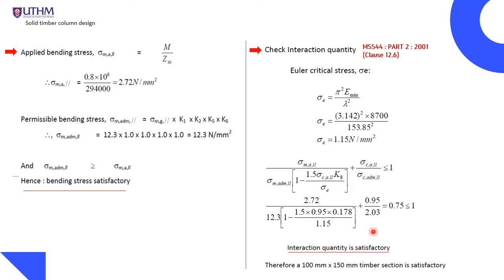So we solve this equation and we get 0.75, which is less than 1. It means that this interaction is satisfactory. Therefore, the size of 100 times 150 mm timber is satisfactory.